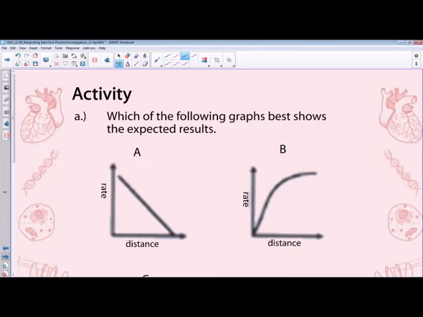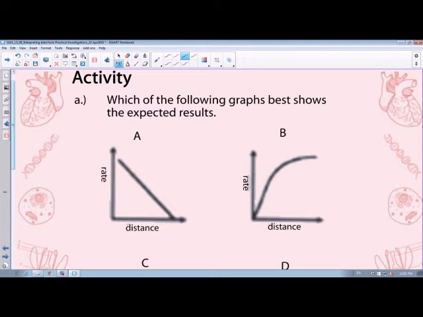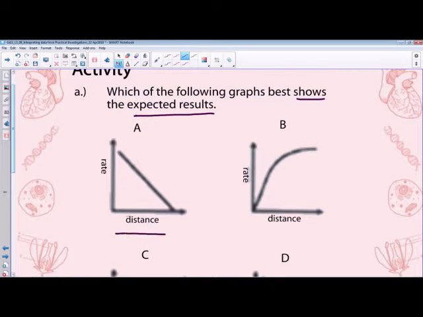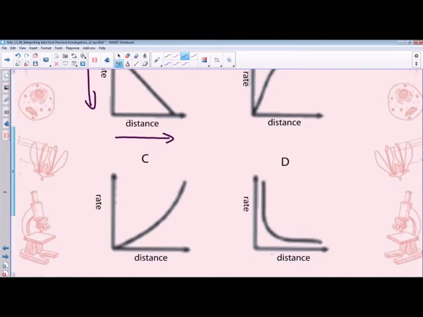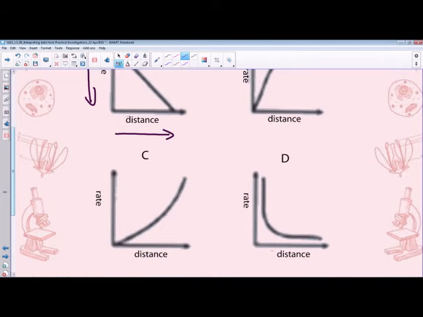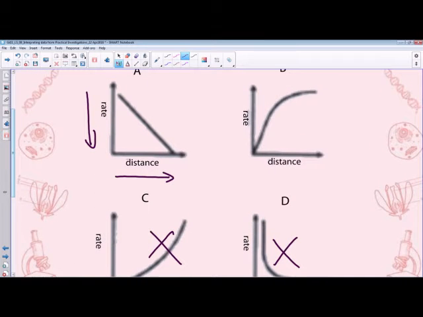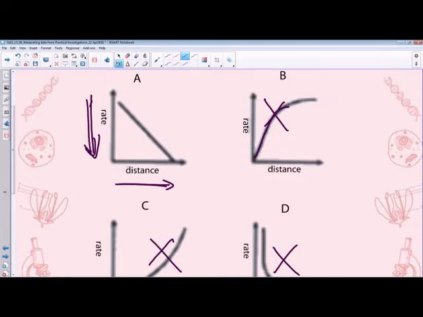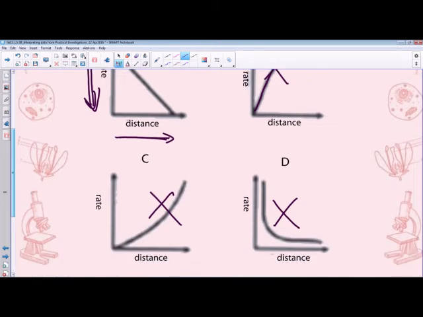Cool. So let's look at some questions. Which of the following graphs best shows the expected results? So we know that as the distance increases, the rate of photosynthesis would decrease. If we compare that to this illustration here, it shows that as the distance increases, the rate increases. That's incorrect, and this is incorrect as well. And here it shows you a direct relationship where it increases as the distance increases, but that's not true. We know that as the distance from the light source increased, the rate of photosynthesis should decrease. So A is the correct answer there.